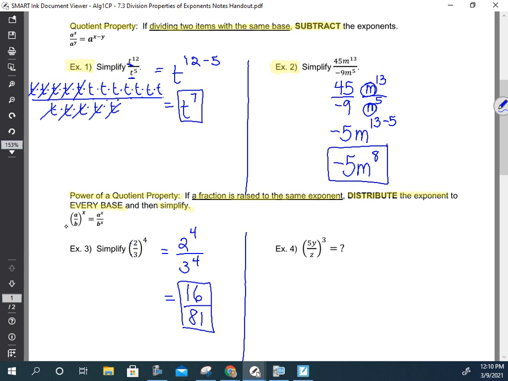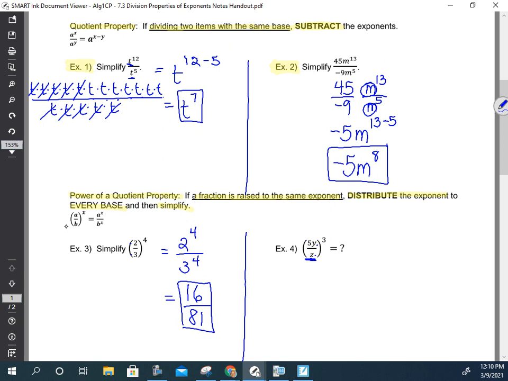So, example 4. How many things do we have inside the parentheses? We've got 2 variables and 1 whole number. So how many things do we have total? 3. So we have 3 things inside: 2 variables, 1 number. So everything gets the exponent.